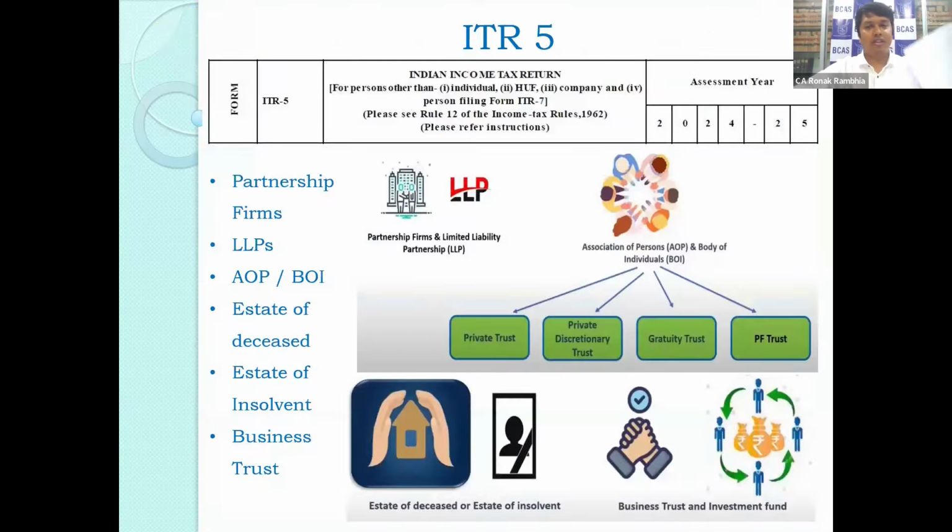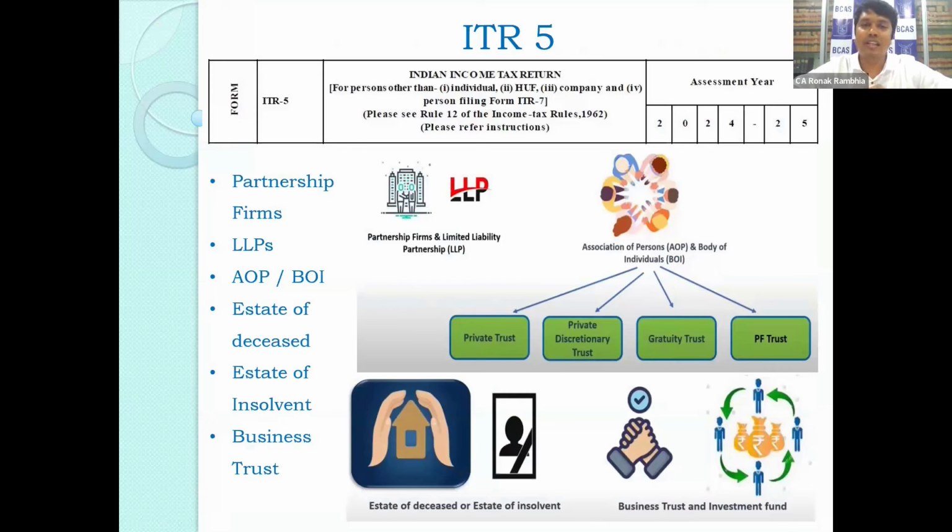Now, which returns are applicable for which assessees? We go further, saying which returns are applicable to which assessees. So this is ITR 5. I would call it a residuary ITR. It is an ITR which mentions that it is for whom the others are not applicable.